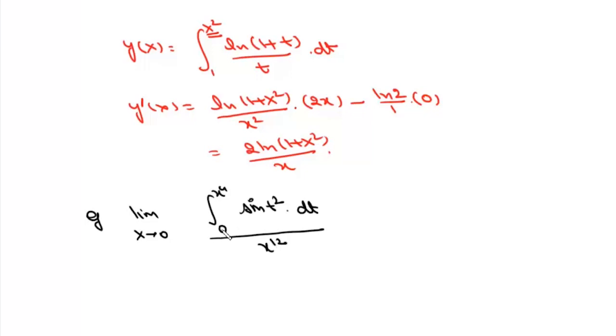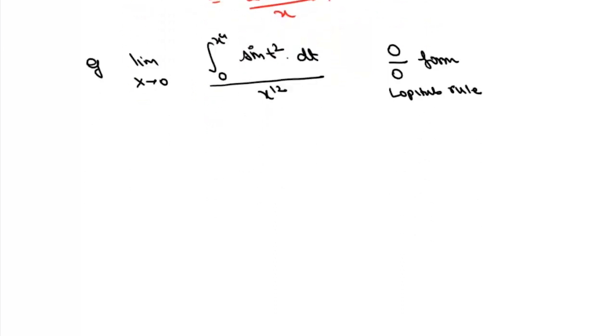Now we put x as 0, this integral is from 0 to 0, which is 0, and the denominator is 0, so it is 0 upon 0 form. And if it is 0 upon 0 form, we can use L'Hopital's rule. Now in L'Hopital's rule, we have to differentiate the numerator and we have to differentiate the denominator. Since we have this integral function in the numerator, we have to use Newton-Leibniz formula.